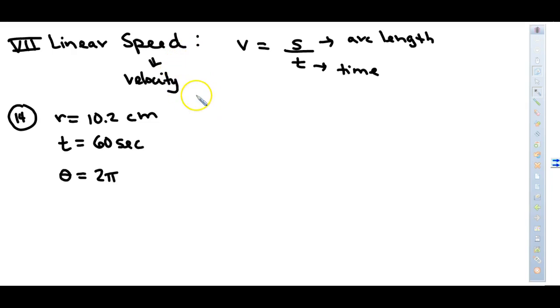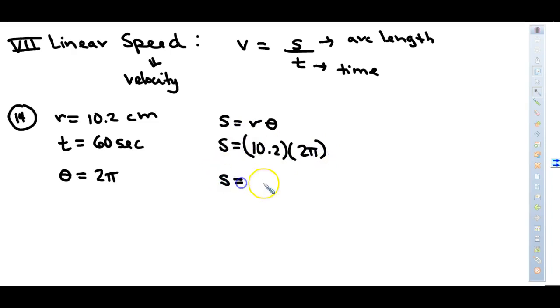So you want to figure out how fast it's going. What is its speed? Okay, well you've got to find arc length first. So we're going to do r times theta to find our arc length first. And again, if I didn't have a calculator, then I would just leave this as 20.4 pi, which I would want to do anyway because you really shouldn't round in the middle of your problem.